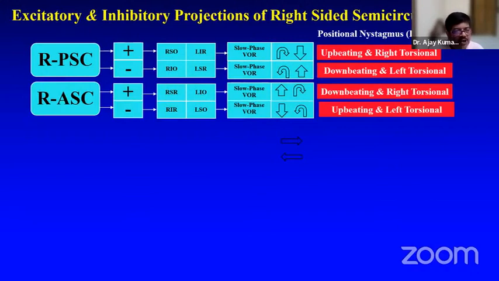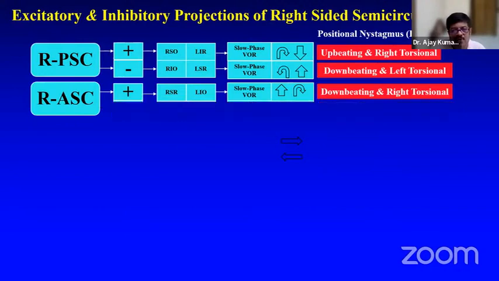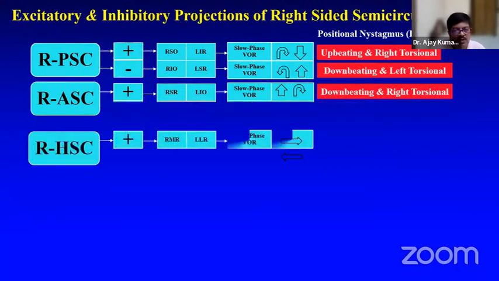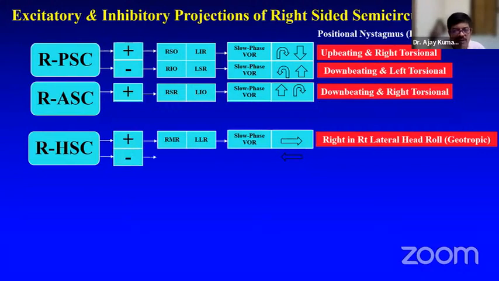The inhibitory projections of the right anterior semicircular canal are to the right inferior rectus and left superior oblique, causing a slow phase VOR, which is downbeating and right torsional. So if this variant were to occur, it would have a positional nystagmus which would be upbeating and left torsional, but such a thing doesn't occur. That is the canalolithiasis in the non-ampullary arm of the anterior canal. It doesn't occur, so I am removing it from here. So this is about the horizontal semicircular canal, which I am not going to discuss.